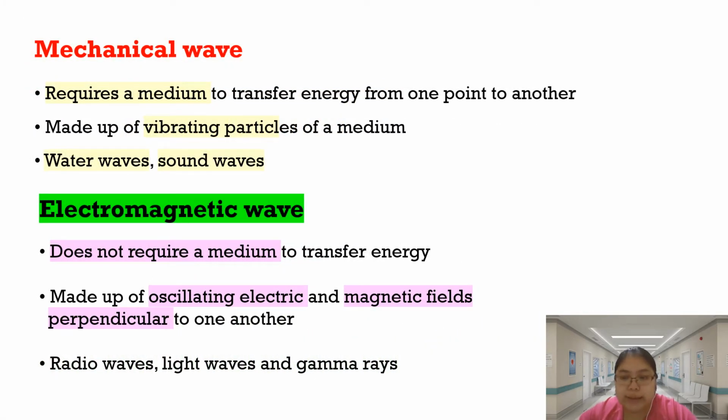Okay, now we go and see the characteristic. Mechanical wave means it requires a medium to transfer energy from one point to another point. They are made up of the vibrating particles of the medium. Example, just now I showed you the single spring vibration. So examples of mechanical waves are water waves and also sound waves. That means they need the medium to travel.